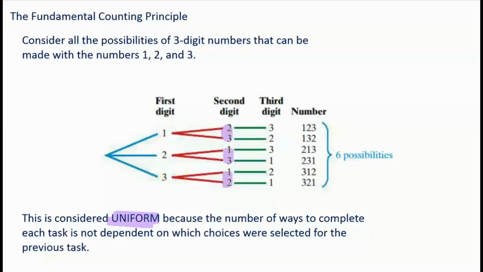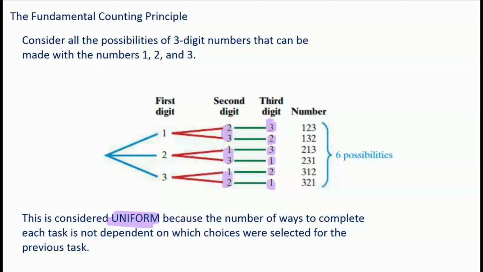But if your second task does not depend at all on which of these 3 numbers you pick as to how many options you have left, then it's uniform. Notice the third task. No matter what, there's only 1 option for each branch. That's why it didn't branch at all. Okay? And no matter if you picked a 1 and then a 2, it doesn't change the number of options for the third digit. The third digit, you only have 1 choice, and that's it.